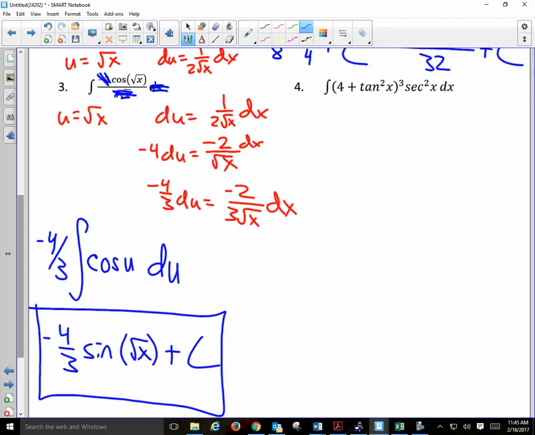What do you think? Oh, I always forget to change this. It should not be a tangent squared. It should just be tangent. If it was tangent squared, that would be a little bit more challenging.